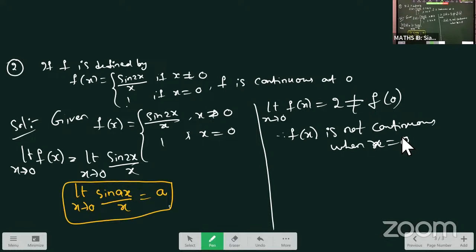Next. Question number 3. Here x not equal to 0 is given, x is equals to 0 is given. So we did the procedure like this. Next question.